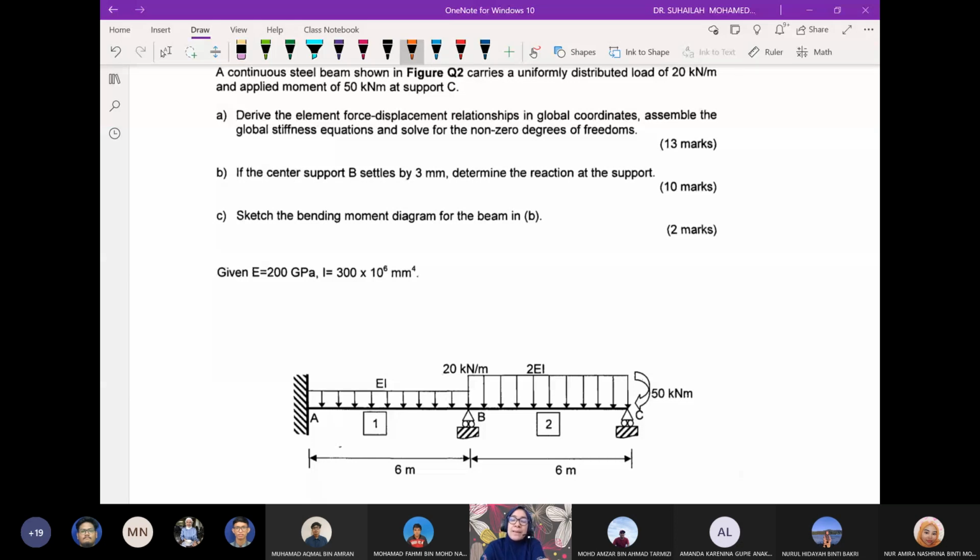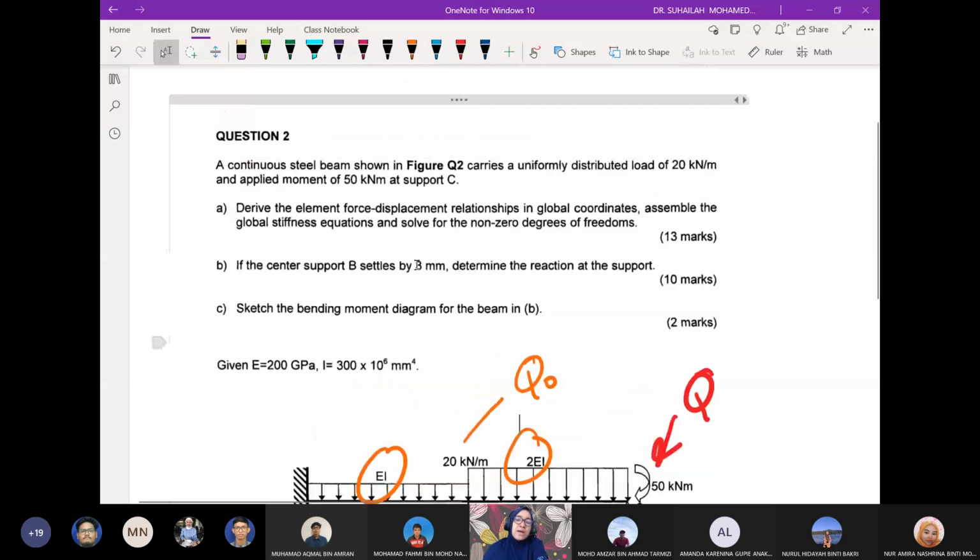Lepas tu ada applied moment. Remember tadi I have mentioned to you applied moment ni dia Q. Okay, applied moment Q. Lepas tu yang UDL ni, this UDL is Q naught. Beza eh. Yang ni moment, ni Q, UDL ni is Q naught. Okay, kita tengok soalan dulu.